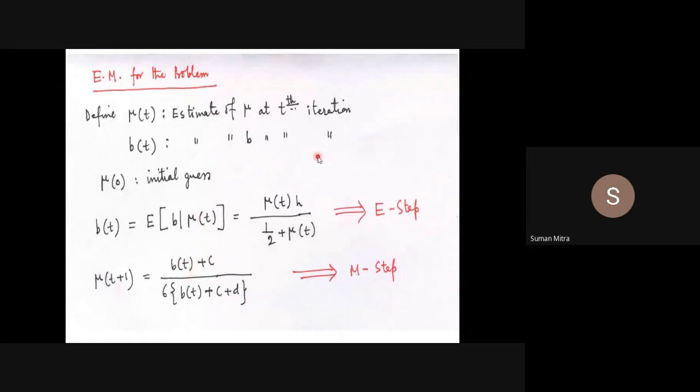So how do we start the EM estimation? Initially you take any random guess for mu. Using that random guess, find B, and using that B update mu. Then the updated mu is again used to estimate B, and again the estimate of B is used for updating mu. You go on repeating this until you get convergence. That means there is no change in the mu value. The mu value has converged.